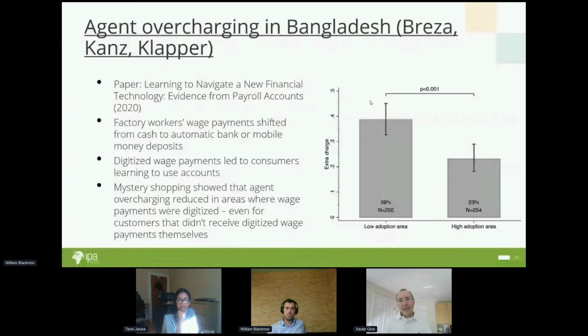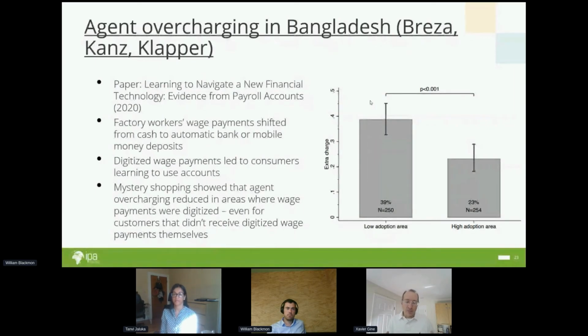The idea here is to compare individuals who are all factory workers. Some of them got their wages directly deposited into accounts that were opened for them. These were either bank accounts or mobile money accounts, and others still received their wages in cash. And a subgroup also got an account opened. So you have people with accounts open, some still receiving the wage in cash, others with wages directly deposited into their account.